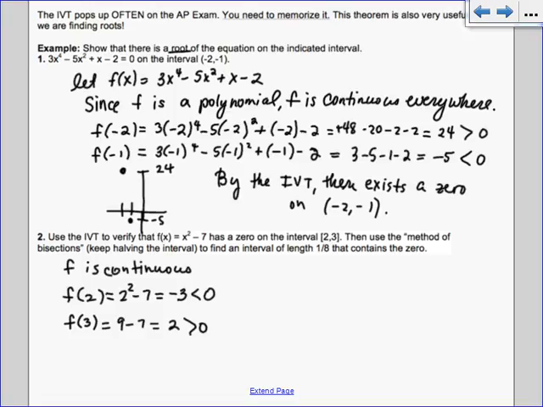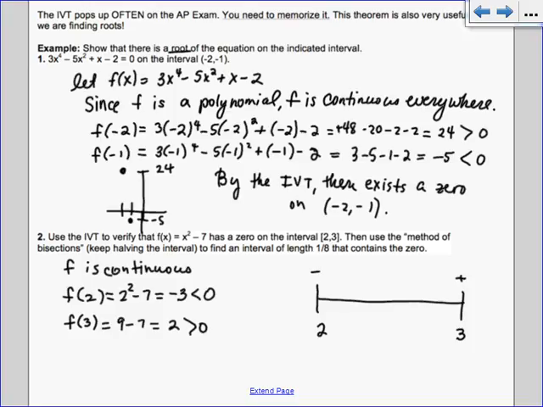Okay, but this problem says go a step further. It says find an interval of length 1/8 that contains the 0. So here's what I'm going to do. I'm going to draw a number line. And my original interval was from 2 to 3. Okay, and I knew when I plugged in 2, I got a negative number. When I plugged in 3, I got a positive number.